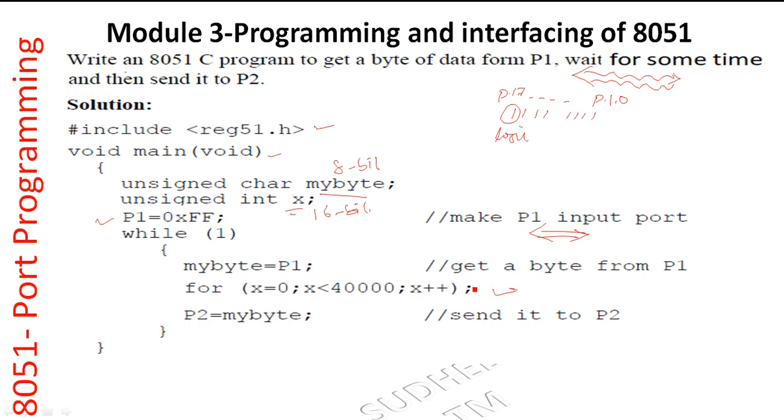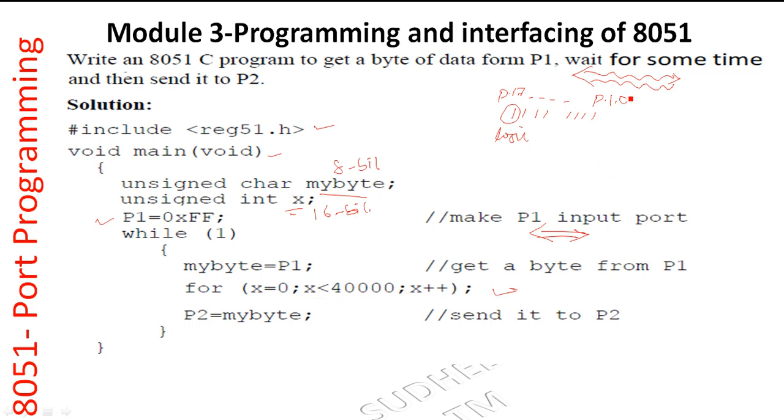Okay, the semicolon represents a single NOP instruction, as in assembly. So it is doing nothing, just increasing the value every time, and then it checks whether it's less than 40,000 or not. While it is less than 40,000, it will increment to the next value, and continue until it reaches 40,000. Once x is incremented to 40,000, the condition is violated because 40,000 is not less than 40,000, then it will come out of the loop.